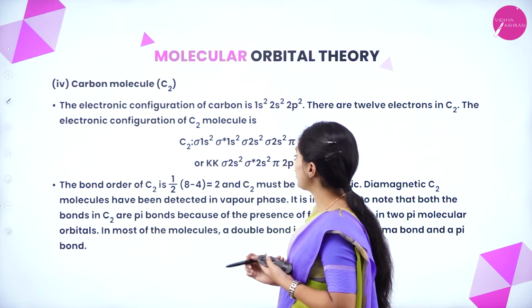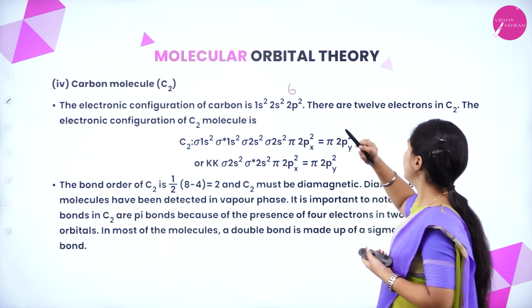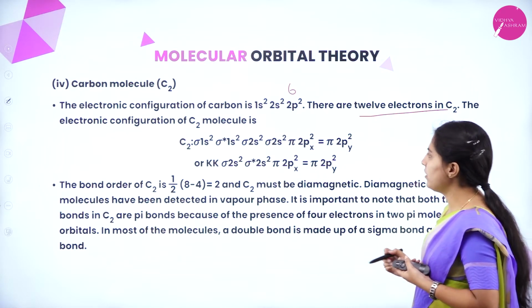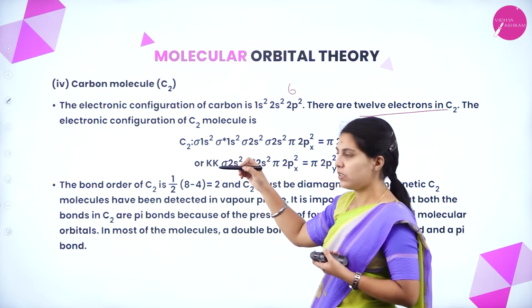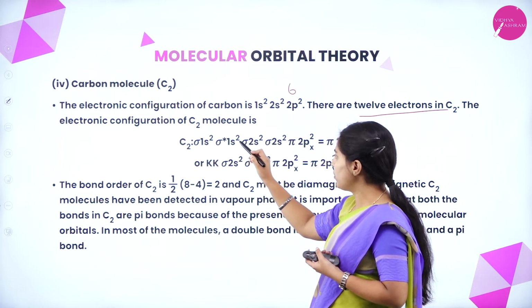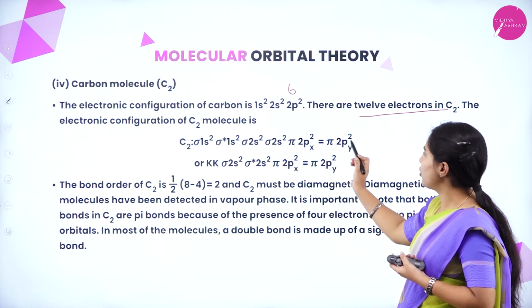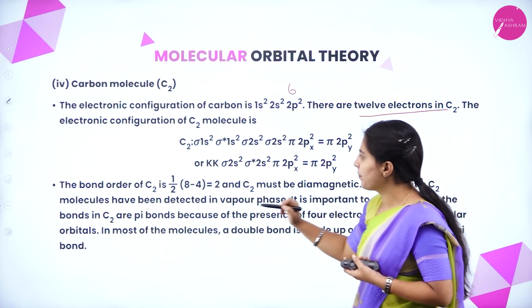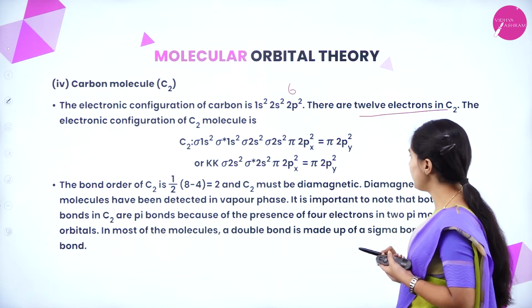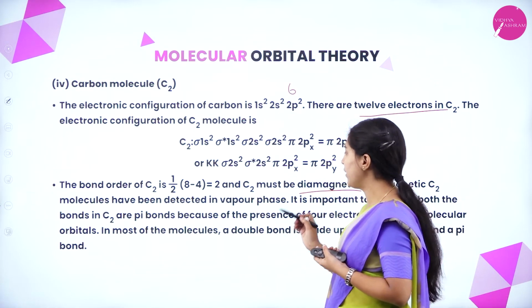The electronic configuration of carbon is 1s2, 2s2, 2p2, because at atomic number 6, there are 12 electrons in C2. The electronic configuration is less than 14, that's why sigma 1s2, sigma star 1s2 and sigma 2s2, sigma star 2s2 and pi 2px2 equals pi 2py2. Overall, the bond order is half into 8 minus 4, which is 2, and carbon must be diamagnetic. Diamagnetic carbon molecules have been detected in the vapor phase.